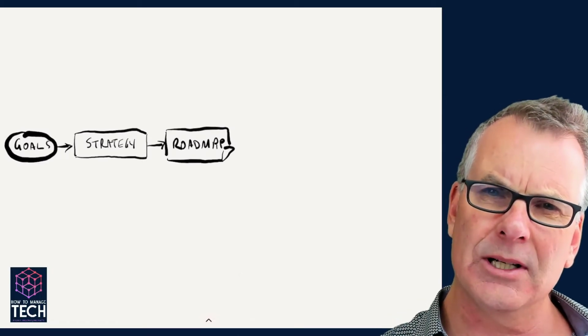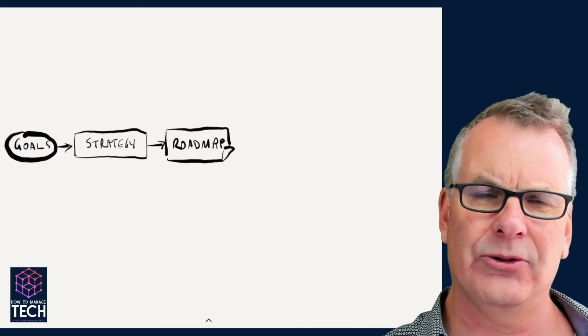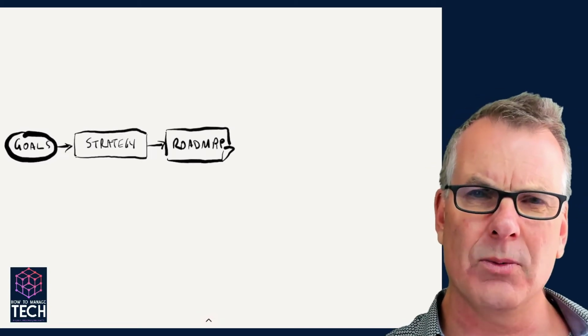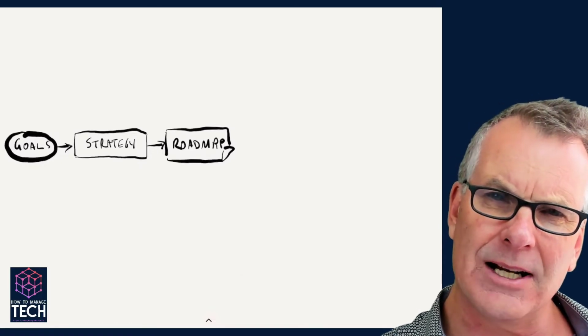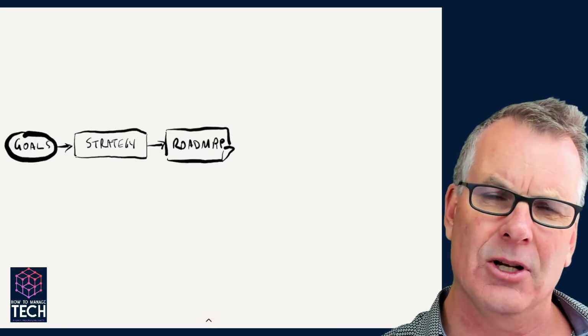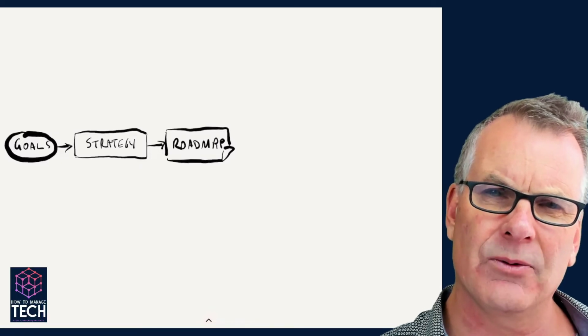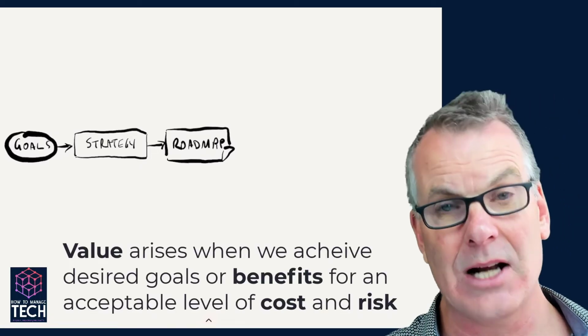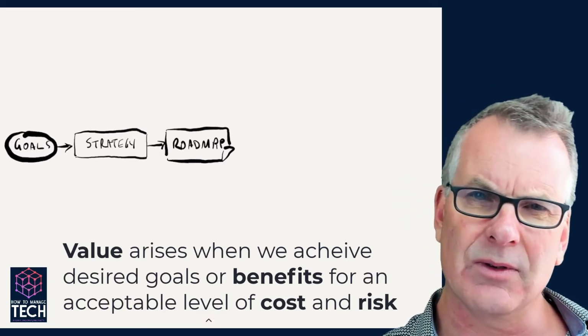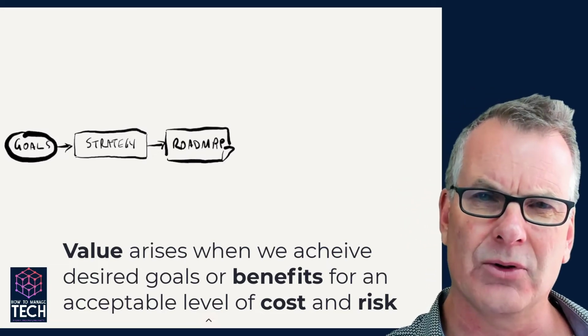And then what we're going to need to do is feed that with some financials and some risks. So what we do is we take the goals that we're seeking, and we take the finance or the resources that we have along with our risk appetite, we feed that into our strategy. Now essentially what we're talking about here is a value strategy, and value results when you're able to achieve a level of benefit for an acceptable level of cost and risk.